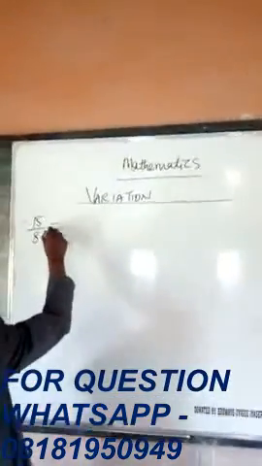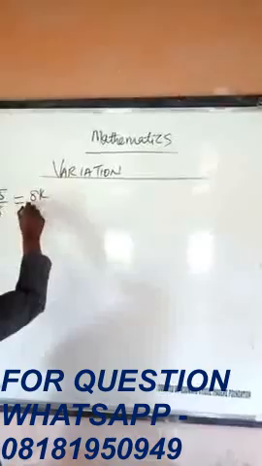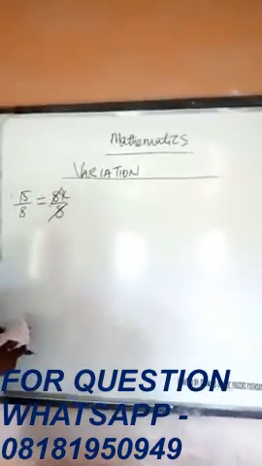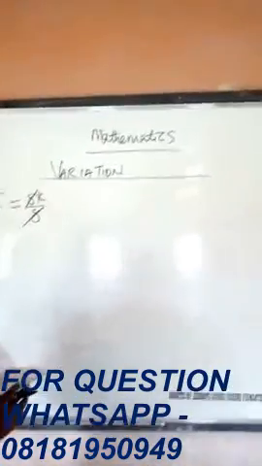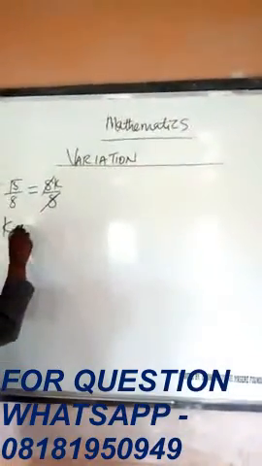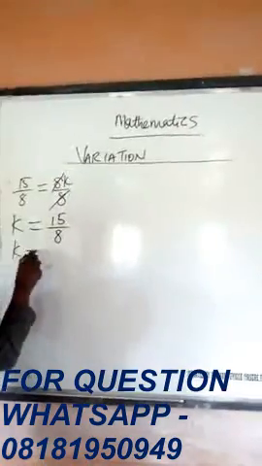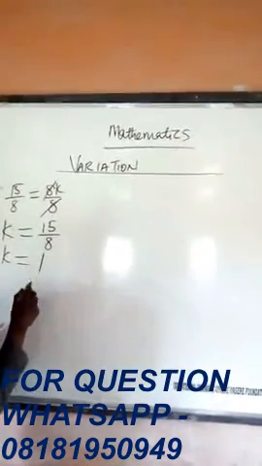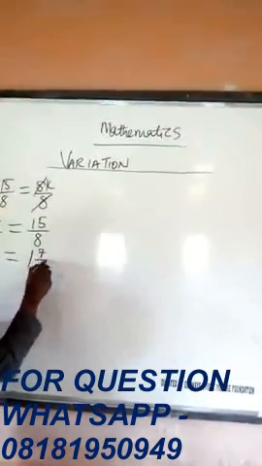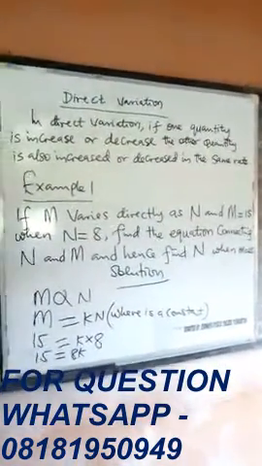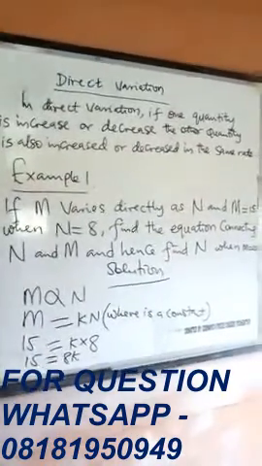You now have 15 over 8 equal to 8k over 8. 8 cancels 8. Then 15 divided by 8, if you have your calculator there, you can leave it that way, 15 over 8. Or rather, that will give us one whole number, remainder 7 over 8. Now the question says find the equation connecting m and n.